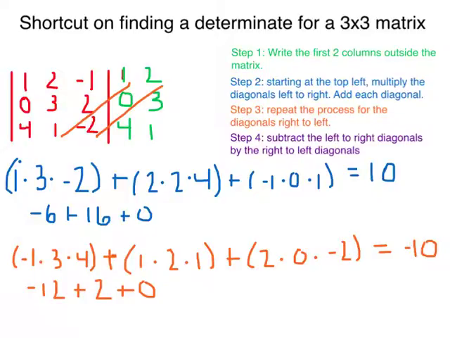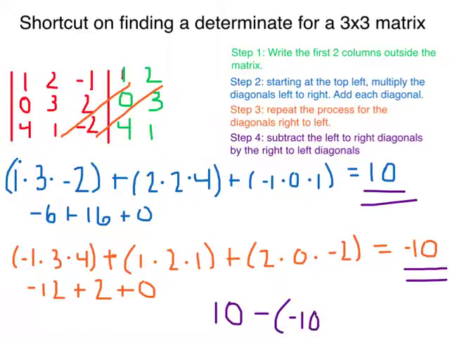The very last thing you want to do to find the determinant is subtract the left to right diagonals. So we have 10 minus the right to left diagonals, negative 10. So our final answer will be 10 minus negative 10, which equals 20. So the numerical value of our 3 by 3 matrix is 20.